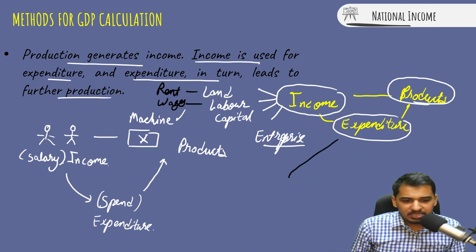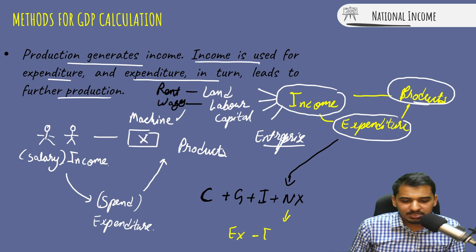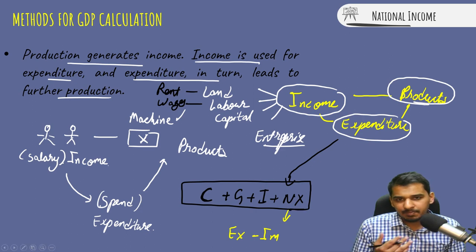Similarly, for the expenditure method, you will sum the total of all the expenditure involved, that is the expenditure by private households, that is consumption C, plus government expenditure G, I is private investment, plus NX, that is net exports. Net exports is nothing but exports minus imports. This is the GDP by expenditure method, how much is getting spent.